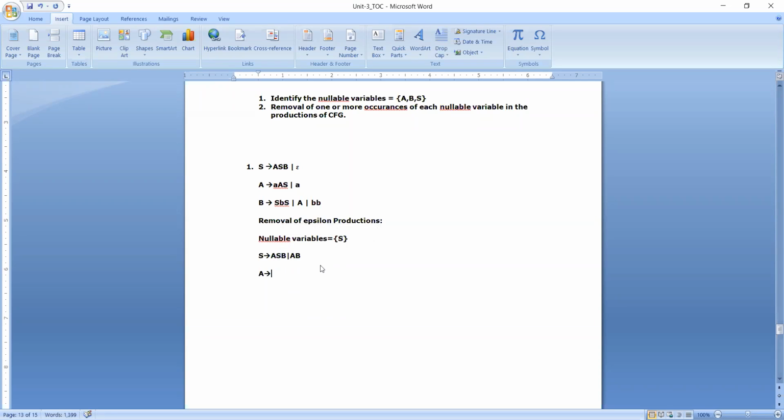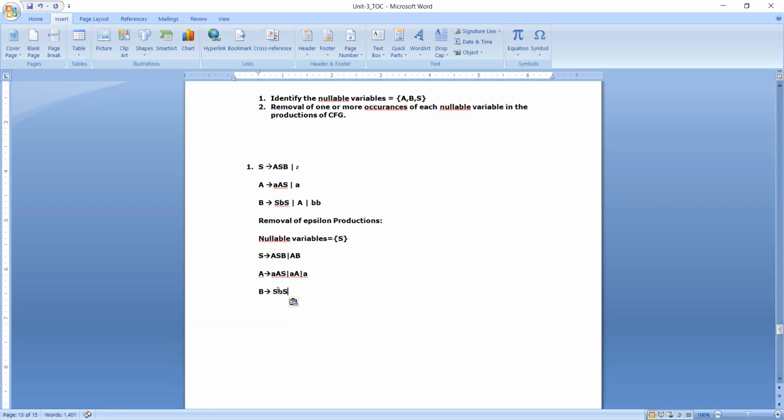Capital A derives small a, capital S. Out of this production, S has been repeated for only one time. When you remove the occurrence of this, the production which will remain will be small a, capital A, and in addition to that, one more terminal production was there, small a. Then we are going to write it as it is. Okay. Then go for B productions. The B production is something like this: capital S, small b, capital S.